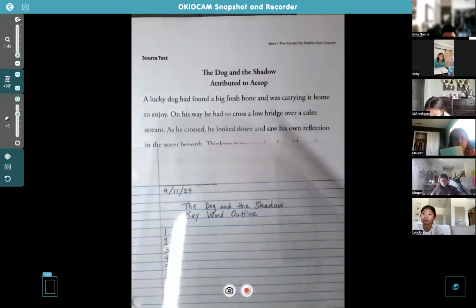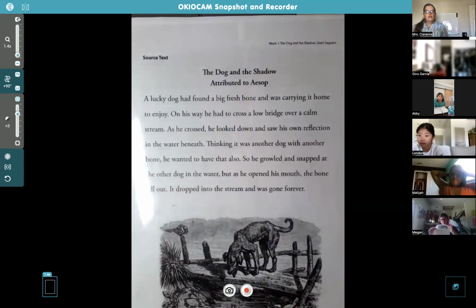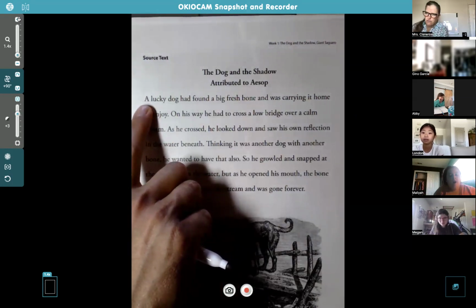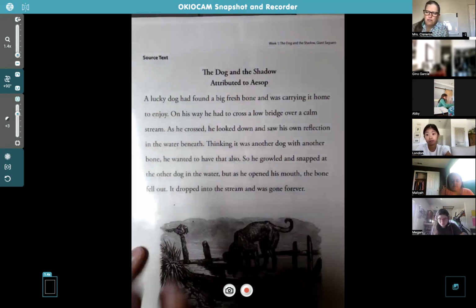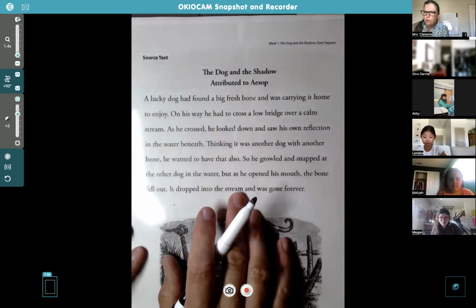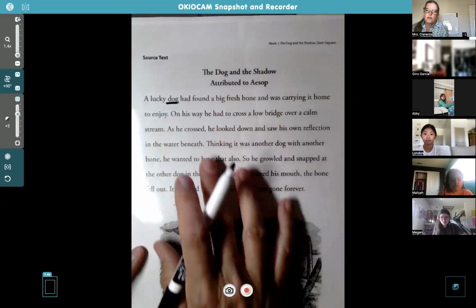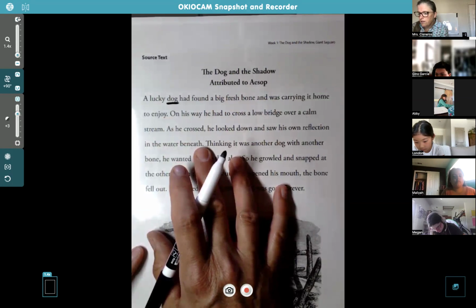All right, the first thing I want to do now, I'm going to look for key words. I know the word a is not a keyword, right? Because it's a little word and it's not going to help me remember the sentence. By the way, keywords are going to help you remember that sentence. Well, I know the word dog is important. Go ahead and underline that word dog because that's the subject of the sentence. That's what we're talking about. So that's an important word.